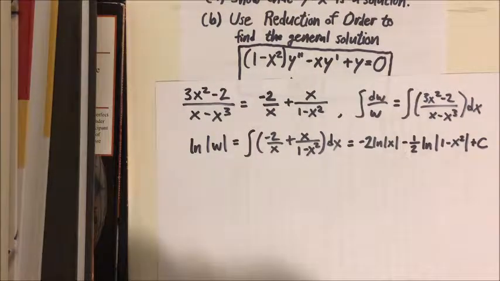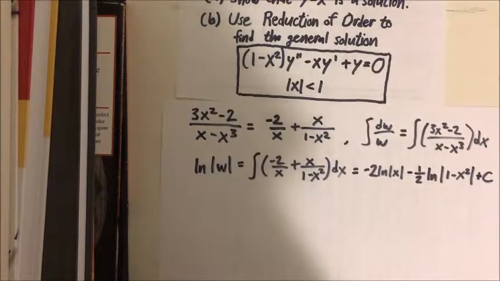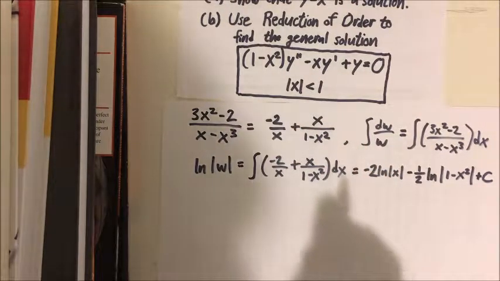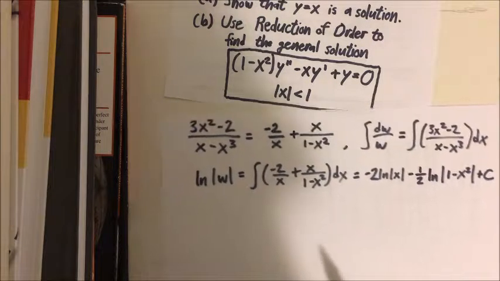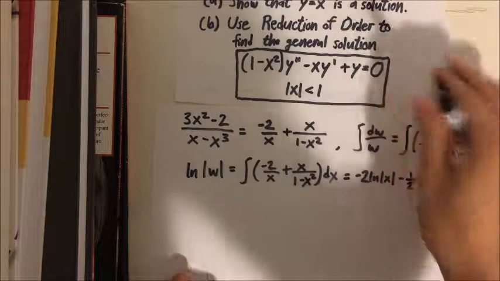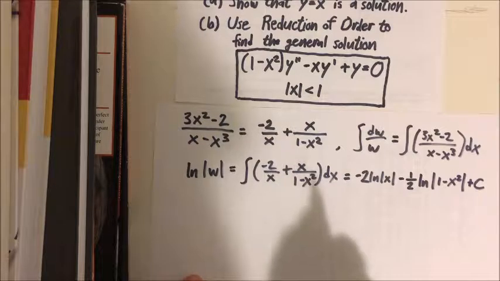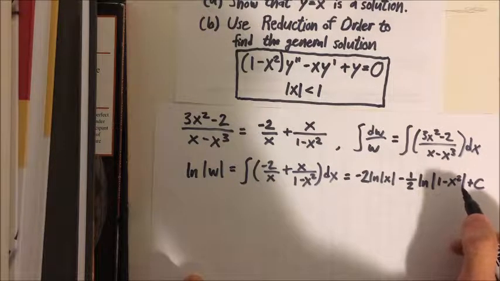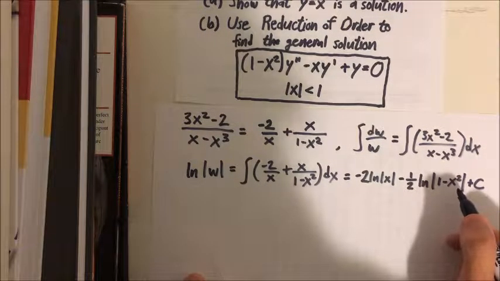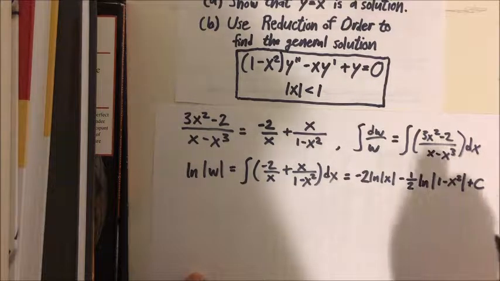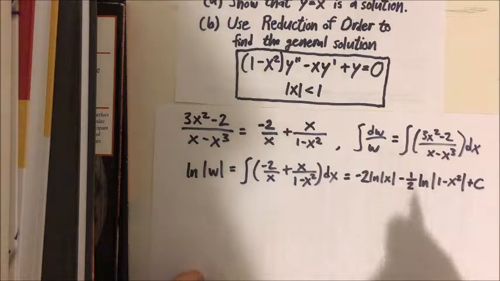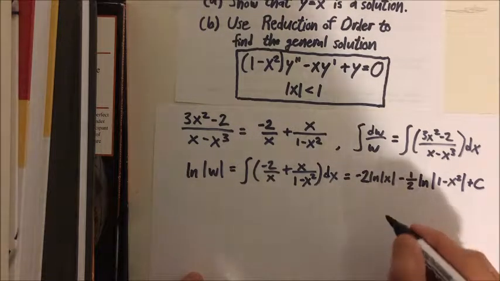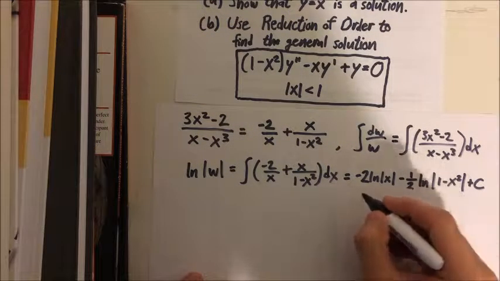Now this is where our assumption is going to be very important. The reason that we have this assumption is so that it makes our absolute values and everything much simpler. So let's do that. When we have that the absolute value of x is less than 1, then we know that x squared is also going to be less than 1. So we know that what's inside here is going to be basically positive. So we don't need that absolute value. So let's look over here.